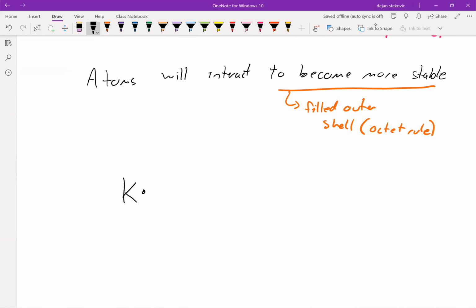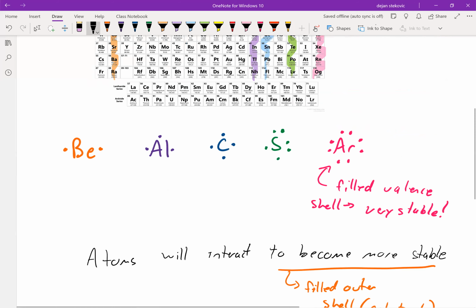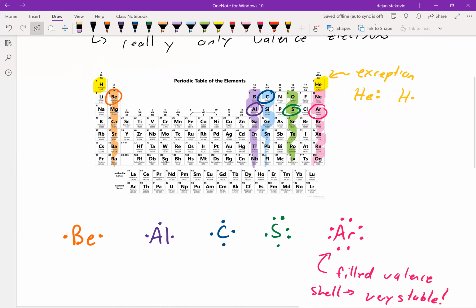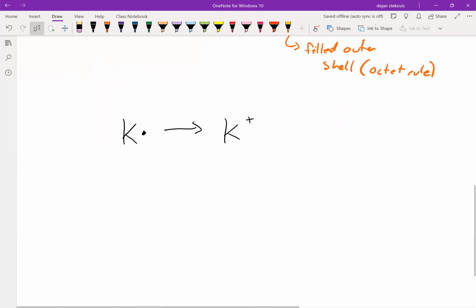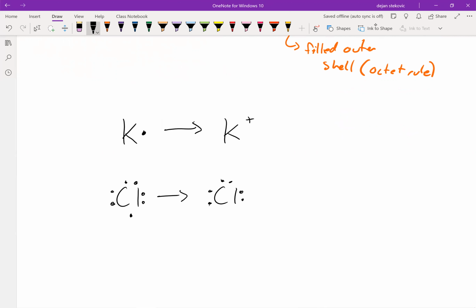So for example, we have potassium. Potassium has 1 valence electron. The way that it can become more stable is to have a filled outer shell. So in the case of potassium, it can actually lose that 1 electron. And then you can think of this as an empty outer shell, but really it's a filled outer shell because the shell before it is now filled, right? So something like potassium would want to just lose that electron to have that filled outer shell. Something like chlorine is 1 electron short, and so it'll want to gain an extra electron somehow in order to have a filled outer shell.